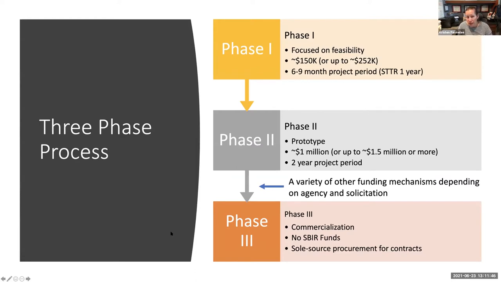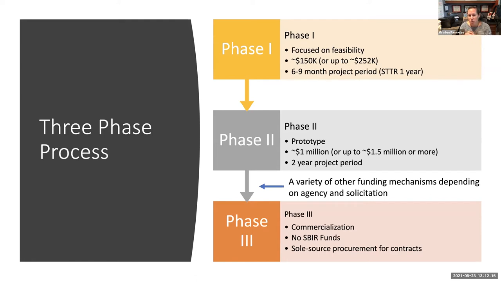SBIR is a three-phase program, and the majority of the time, you're going to want to go phase one, phase two, phase three. There are some exceptions, and I'll talk about that on the next slide. But phase one is focused on feasibility. So generally, we're talking about answering two groups of questions. The first is, technically, does it work, and can you build it? And the second, that might not be applicable to your project, but the majority of the time it is, is, do they like it, and will they use it?